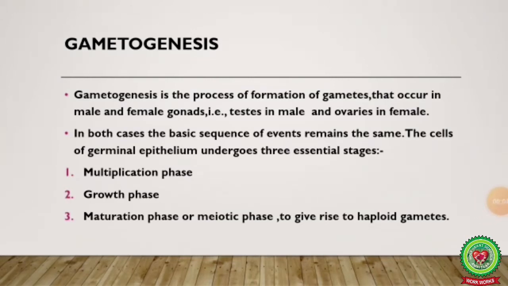Moving on to the next topic, gametogenesis. Gametogenesis is the process of formation of gametes that occur in male and female gonads, that is, testes in male and ovaries in female. In both the cases, the basic sequence of events remains the same. The cells of germinal epithelium undergo three essential stages. First one, multiplication phase. Second one, growth phase. The third one, maturation phase or meiotic phase to give rise to haploid gametes.